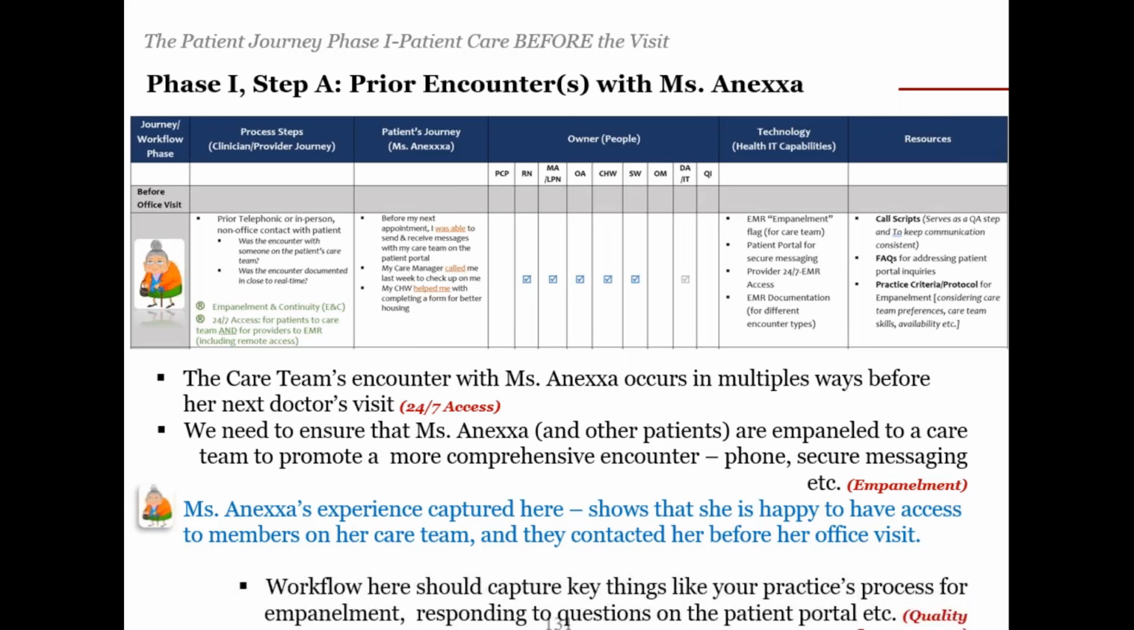The workflow here will capture things like your practice's process for empowerment. We've gone through that already. We've done a PDSA example of that, and responding to questions on the patient portal. What is our protocol? If a patient asks a question, in a practice that has at least 2 care teams, do we leave that to the assigned care team to respond to?